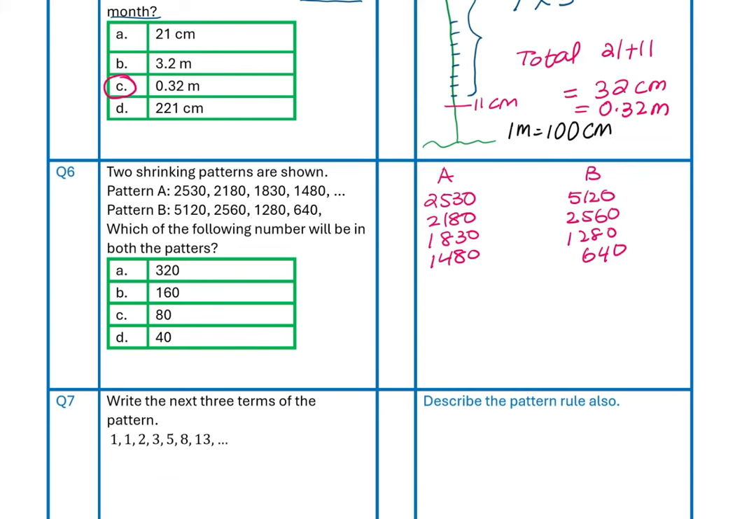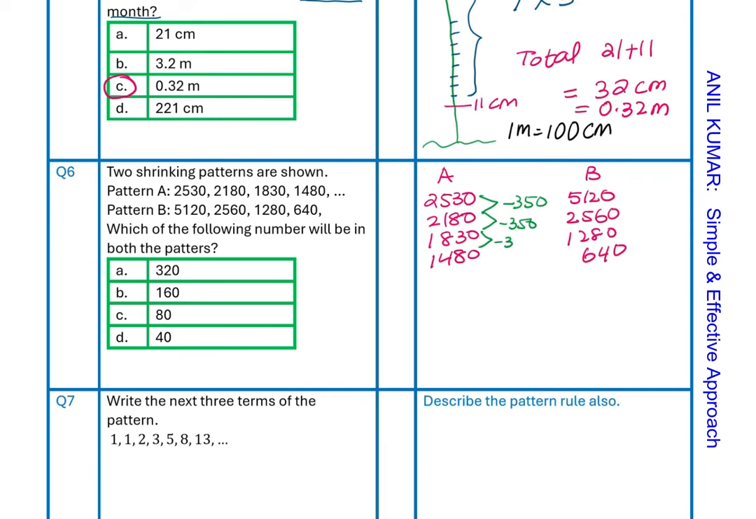So take your time to extend these patterns. Pattern A is decreasing by what? Let's figure this out. Decreasing with minus, right? So how much? So when you take away, you get 350, right? So it is decreasing by 350 each time. So you can decrease the value by 350 and extend this pattern, correct? So if I do that here, decreasing by 350, I get 1130.